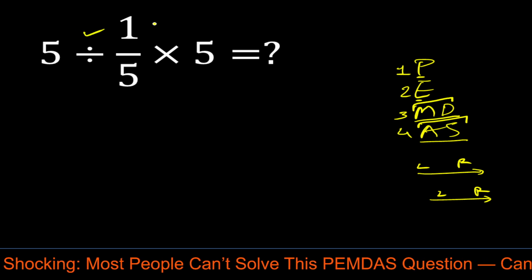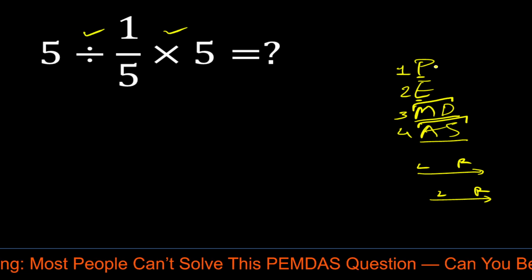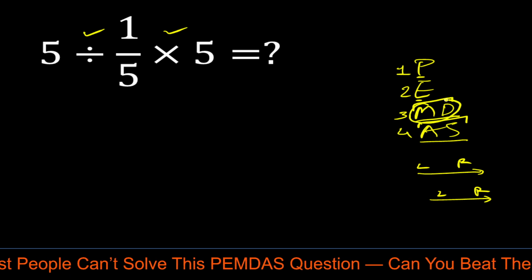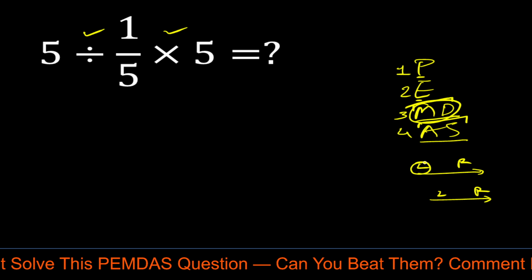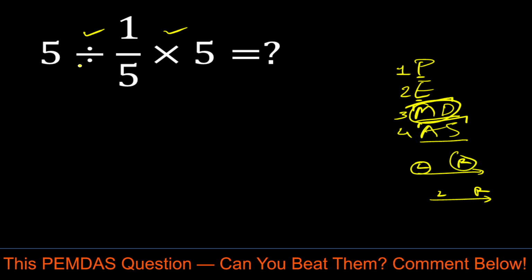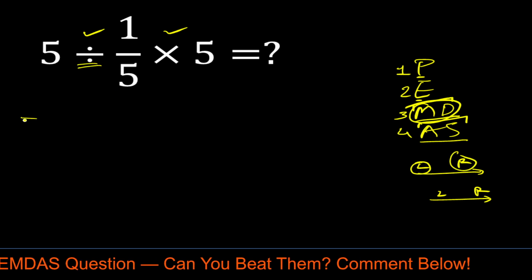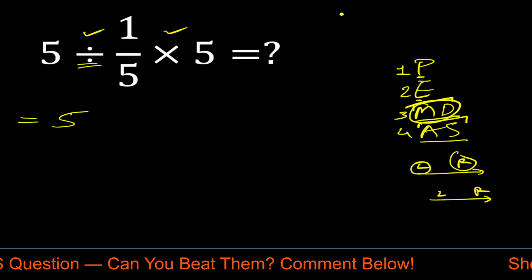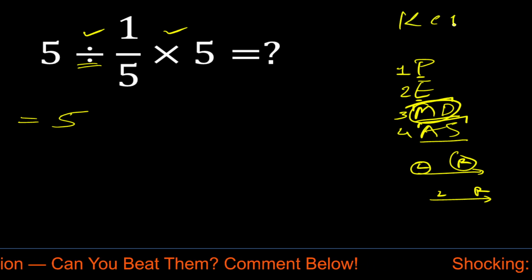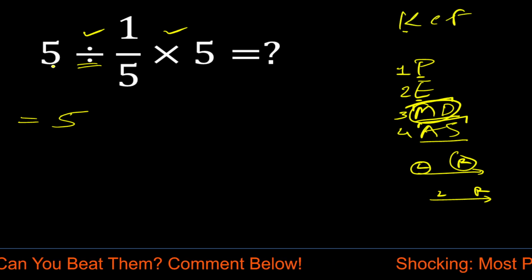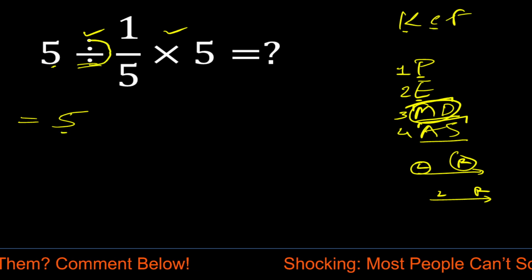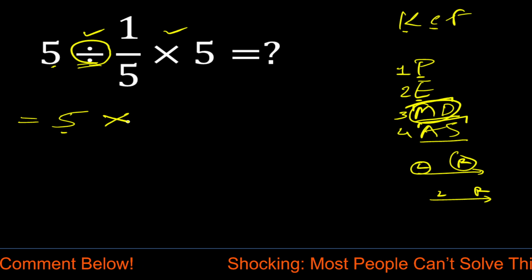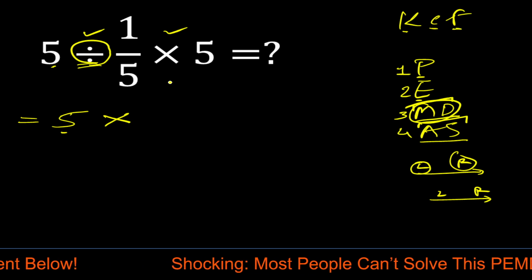So in this question here we have division and here multiplication. So multiplication and division both have equal priority, so we have to solve it from left to right. So first we have to solve this division. So now 5. Now according to the KCF rule, K means keep this 5 as it is, the same. Then C means change the sign from division to multiplication, and F means flip this fraction.